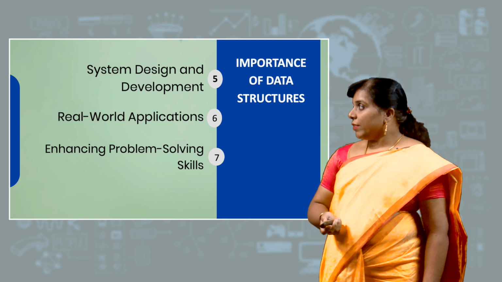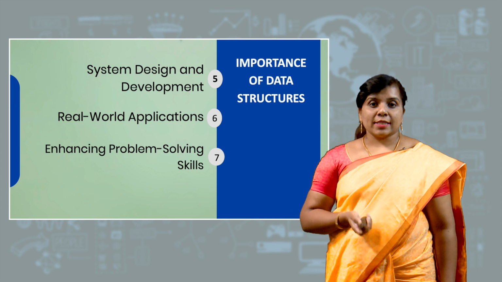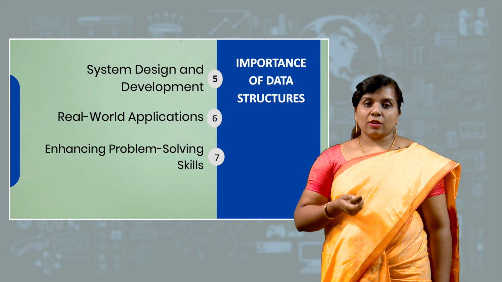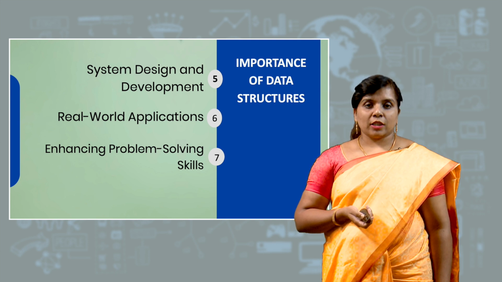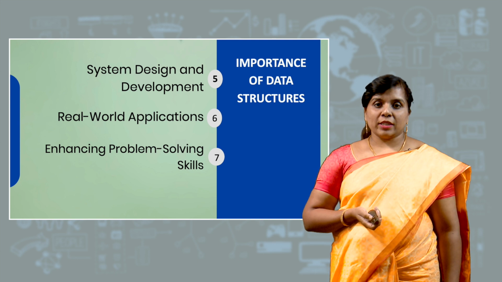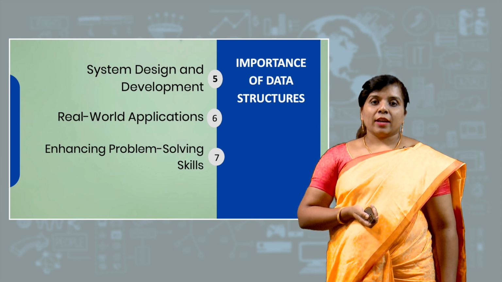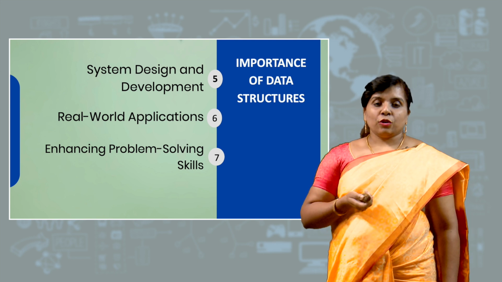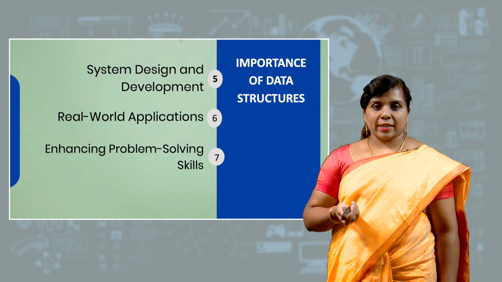And the fifth advantage or importance of data structures is with respect to system design and development. We might have learnt about different systems. Say for instance, you might have learnt about databases, where for indexing purposes we use different data structures. For instance, hashing we may be using, and if it is larger data sets we may be using B trees. And our operating systems also make use of different data structures.